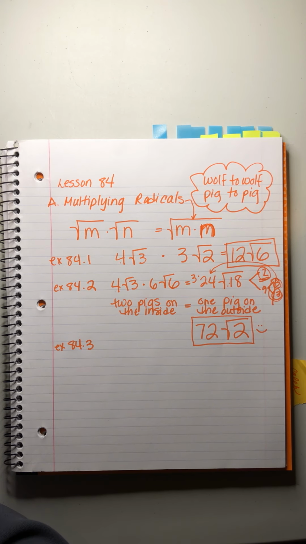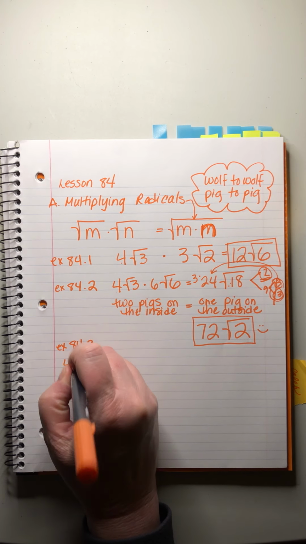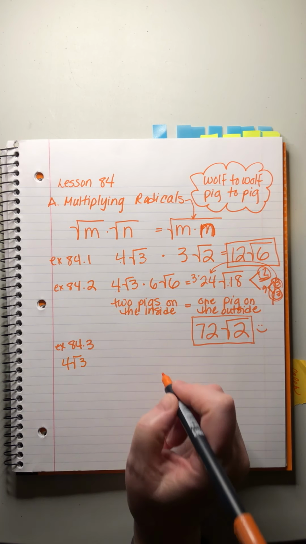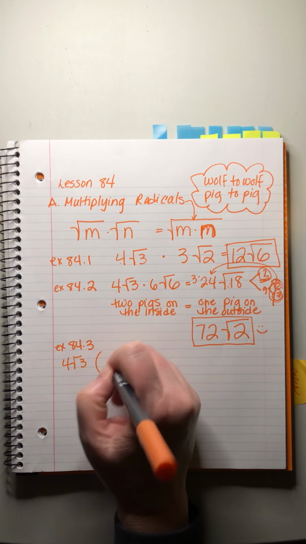All right, let's make it a wee bit harder. Oh, wee, like pig, right? 4 times the square root of 3. John's really big on that one.